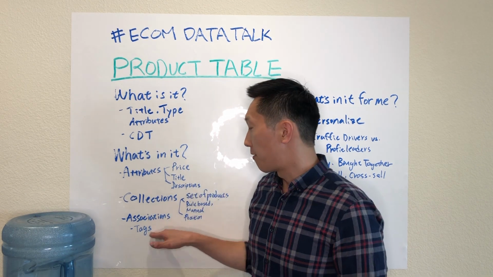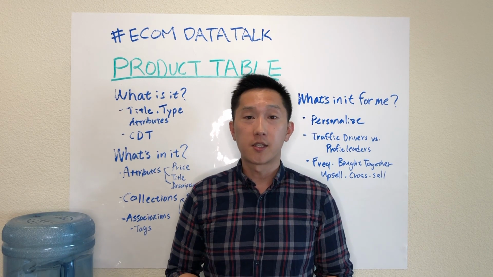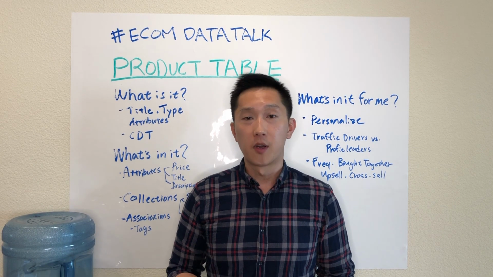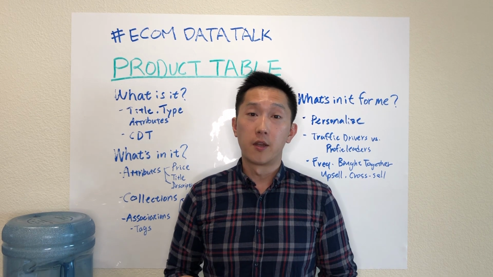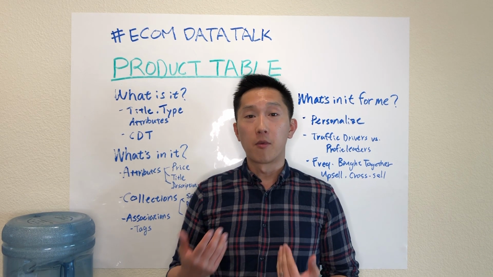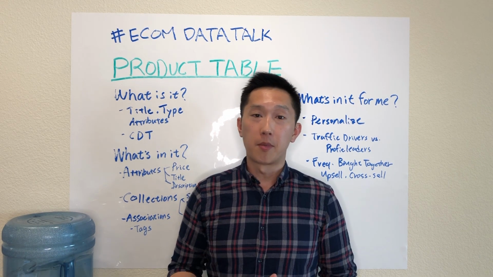And then we have product associations, which is called tags in Shopify. And tags is basically any tag separated by commas. You can have up to 250 tags per product. Tags is a flexible way for you to group products together any way you like. Maybe you have Game of Thrones themed items and you want to tag them all with Game of Thrones and put them up in a collection.